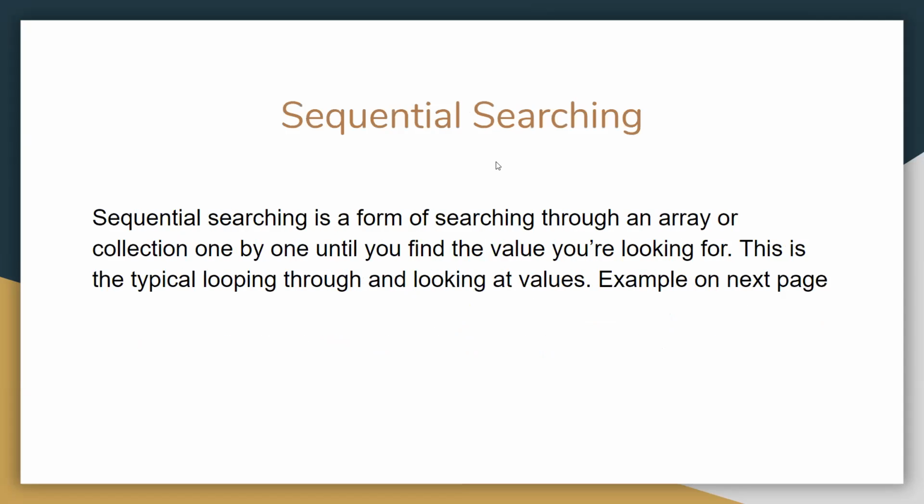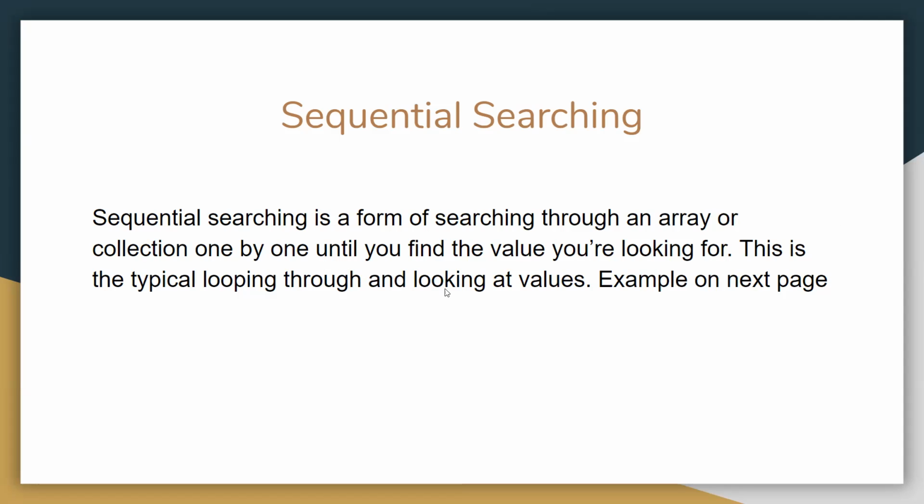Anyways, moving on. Sequential searching. We're going over two searching types: sequential searching and binary searching. This is the first one and probably the easier one to understand. Sequential searching is a form of searching through an array or collection one by one until you find the value you're looking for. This is just typical looping through and looking at values. Even without the example, I'm pretty sure you could code it yourself since it doesn't require any fancy stuff that we haven't already learned. It only requires an array list or an array, and then a loop.